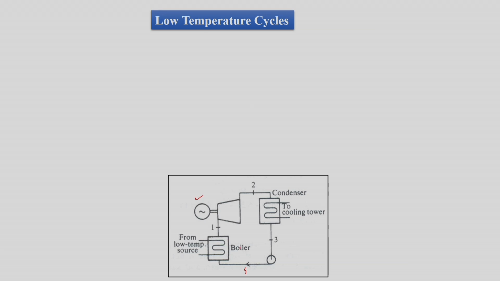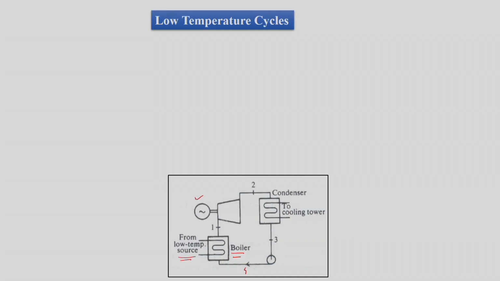But here you should see that in the boiler we have a low temperature heat source which is heating our working medium. And obviously, since we have this special topic of low temperature cycles, water will not be the first choice for these cycles. Then this is the source of heat at low temperature, and similarly we have a cooling tower for the condenser, or we might have a low temperature sink also.